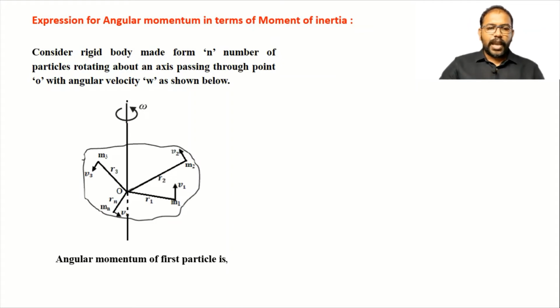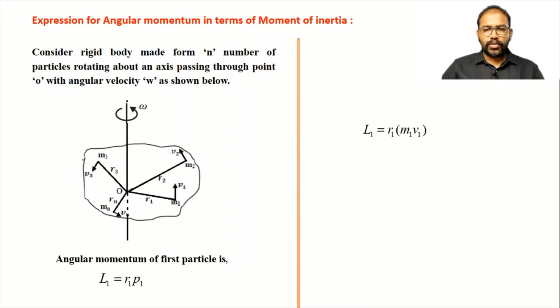So the angular momentum of the first particle: L is equal to r into p. This is the formula. It means angular momentum is equal to r into the linear momentum. For the first particle, L1 is equal to r1 p1. Now p is the linear momentum, and we know the formula for linear momentum: p is equal to mv. So for the first particle, I can write m1 v1.